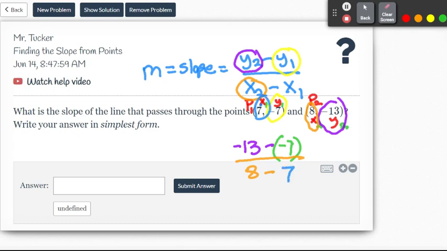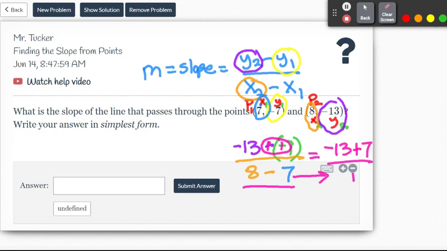And then once you set it up, it's a matter of carrying out the arithmetic properly with the minus and negative especially. So I'm going to go ahead and change that to plus plus. Minus and negative turns into plus a positive. So it's -13 plus 7 divided by 8 minus 7. I'm going to go ahead and take care of that, make that a 1.